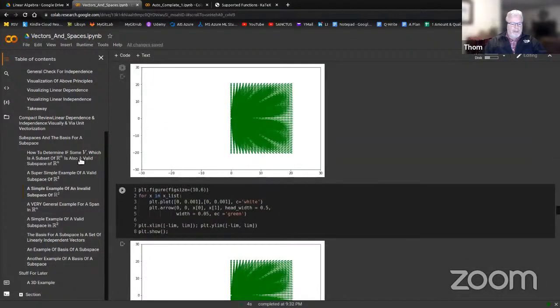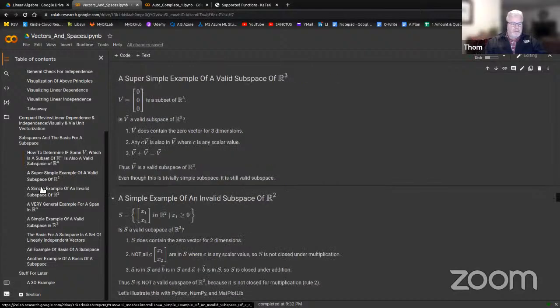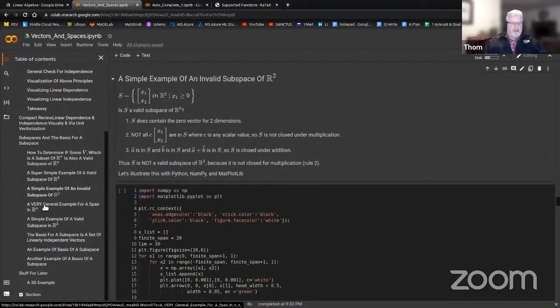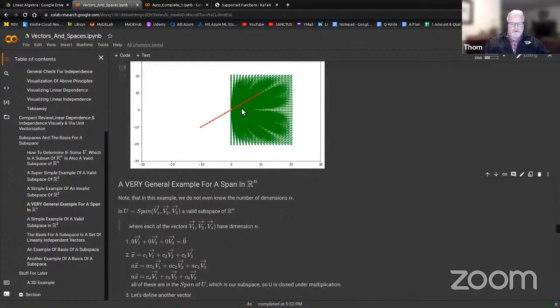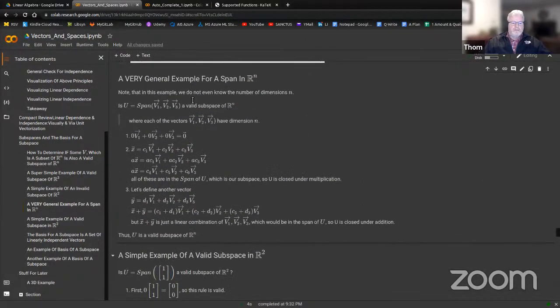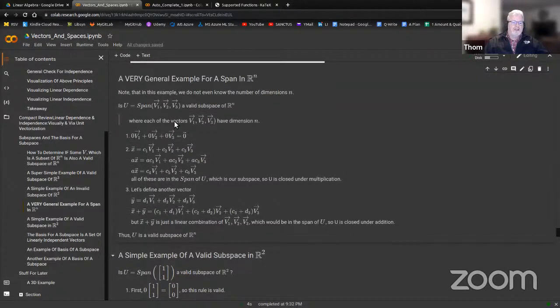Okay, so we were here, then we went here, and then we were just here. Now we'll go down to the very next set. Very general example for a span in Rn. Let me make sure that's where we were. Yes. Okay. Now, note that in this example, we don't even know the number of dimensions of n. So this is pure mathematical thinking here. We're not going to visualize this with Python because we're making it so general.